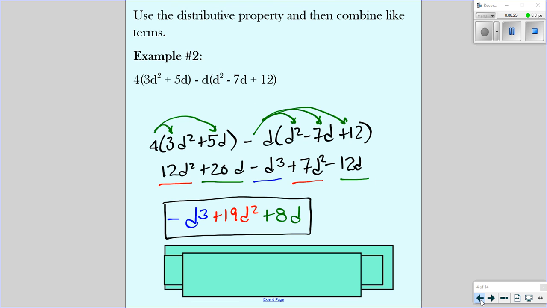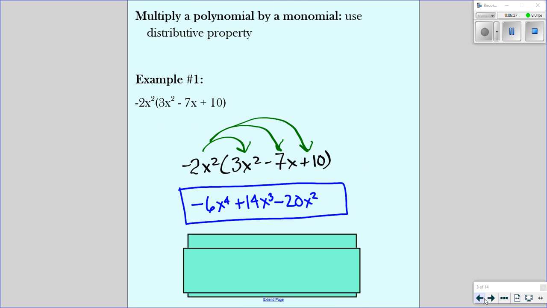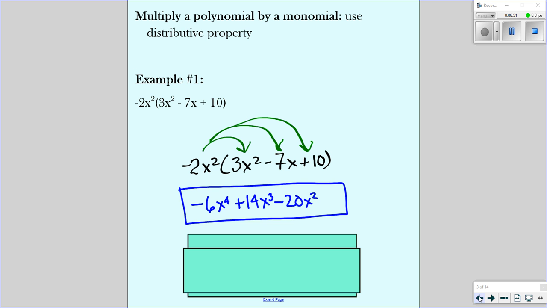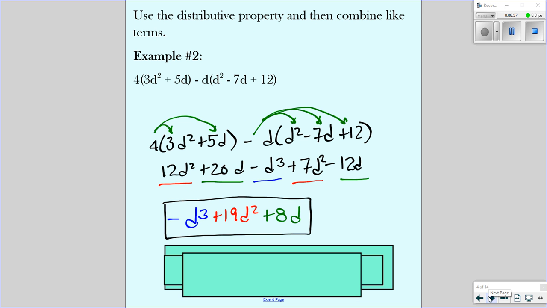So the main thing, when it comes to multiplying a polynomial by a monomial, use the distributive property. And if you have a negative number that you're going to distribute to each term, you do that first. Make sure you pay attention to the sign, and then you combine like terms.